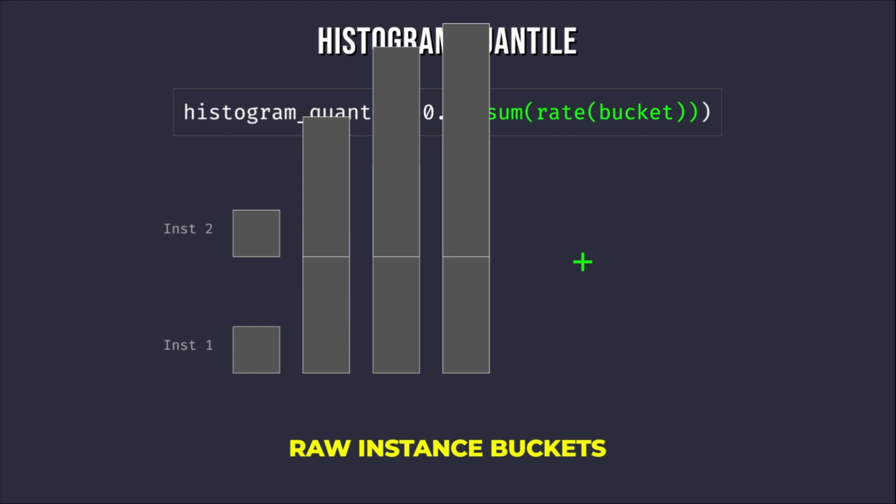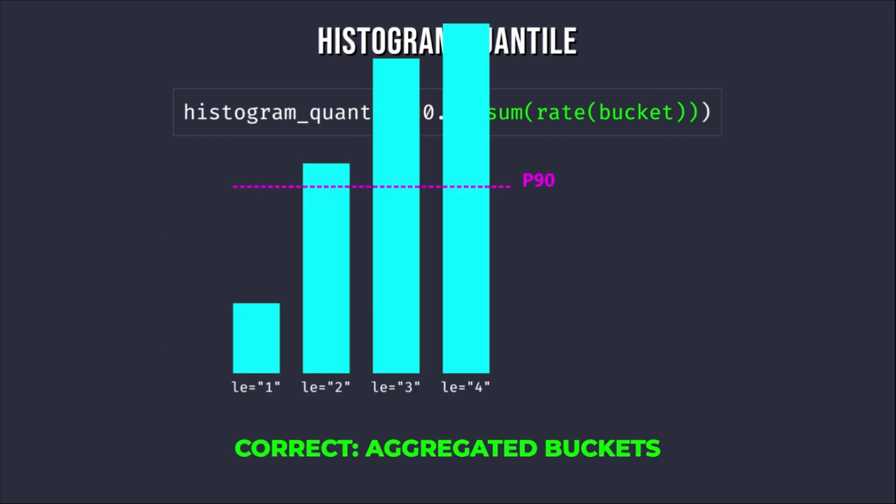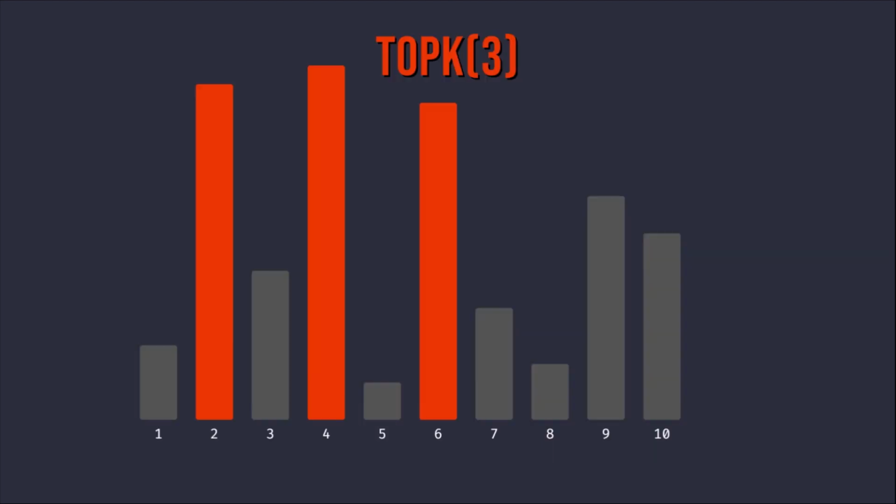This function operates on Prometheus histogram metrics, which expose buckets representing cumulative counts of observations below specific thresholds. To calculate the 90th percentile latency, you apply histogram_quantile 0.9 to the metric bucket. Crucially, the histogram must first be aggregated across all relevant dimensions, such as instance and job, using sum before applying histogram_quantile. Failing to aggregate the buckets first will result in incorrect quantile calculations, as the function expects a single set of aggregated buckets.